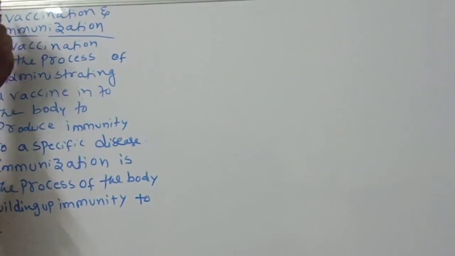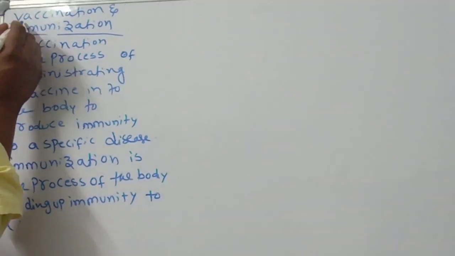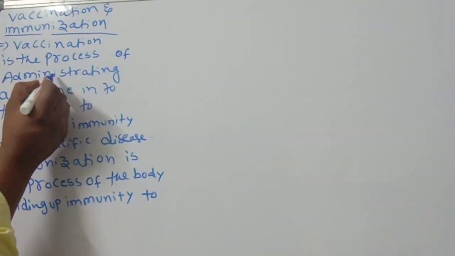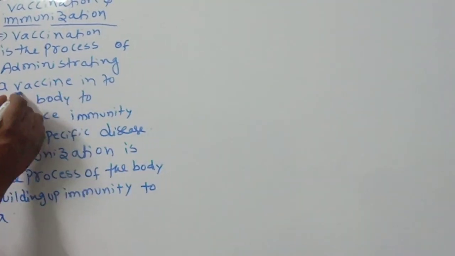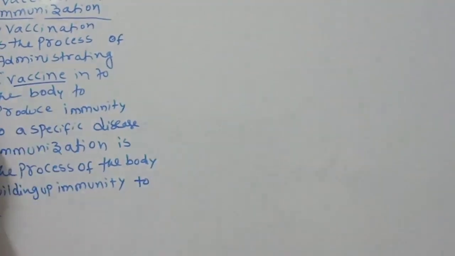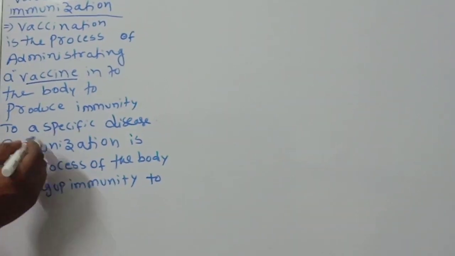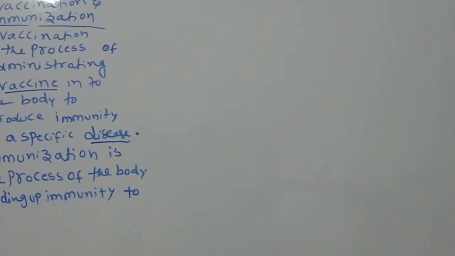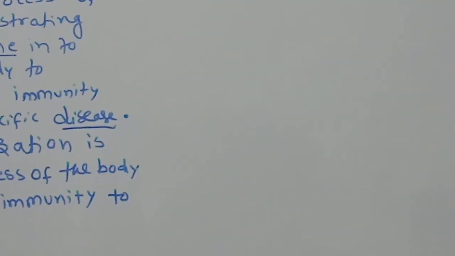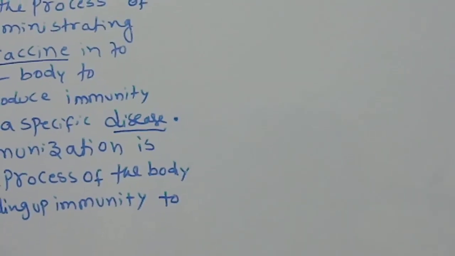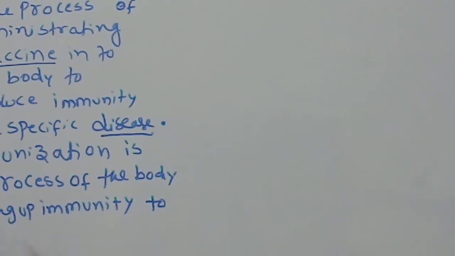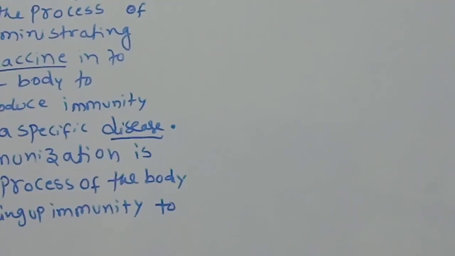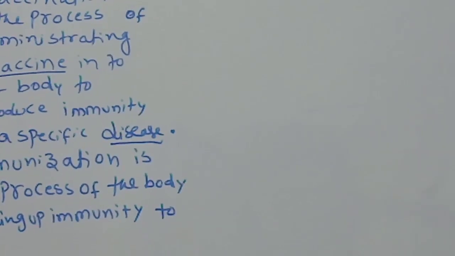Today we are going to discuss the topic vaccination and immunization. Vaccination is the process of administering a vaccine, giving vaccine into the body to produce immunity to a specific disease. This is called immunization. So we are giving vaccine. For example, polio. Polio vaccine we are giving, so we are getting immunity for polio. Like that, any specific disease we are giving immunity to develop against, in that sense that is called vaccination.